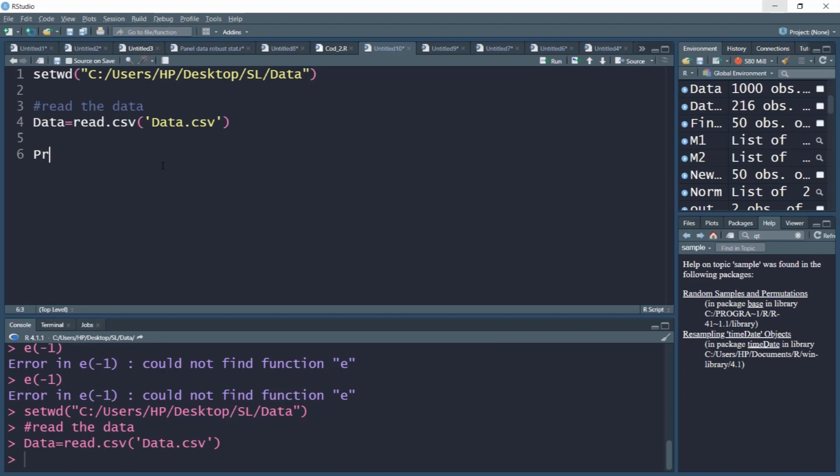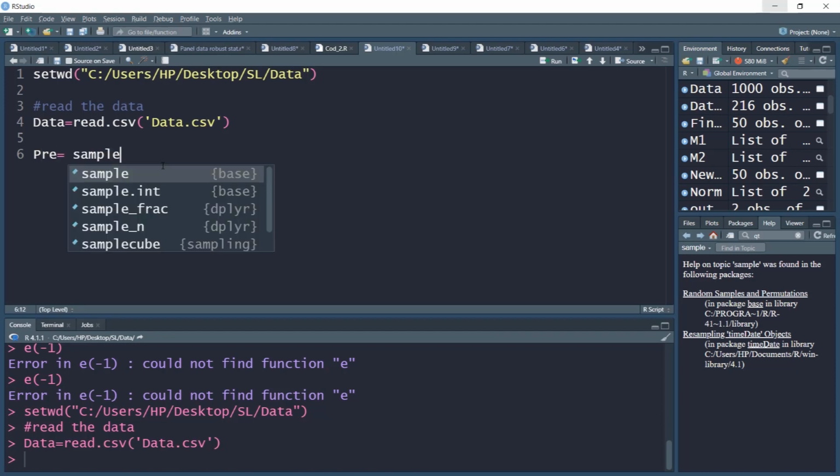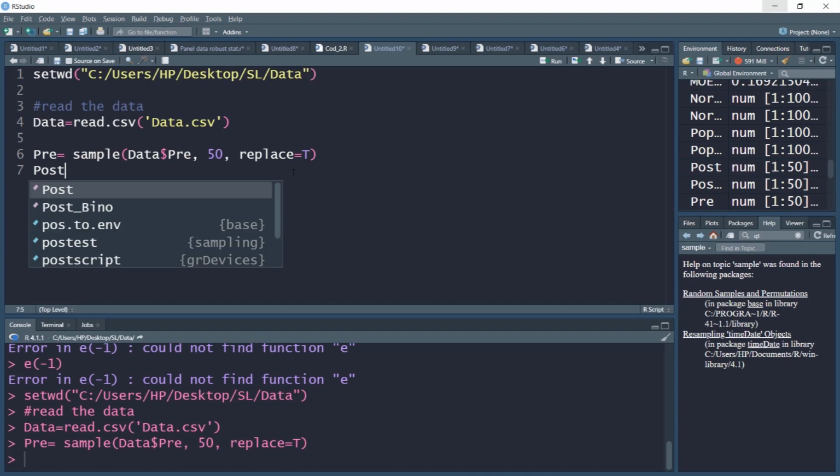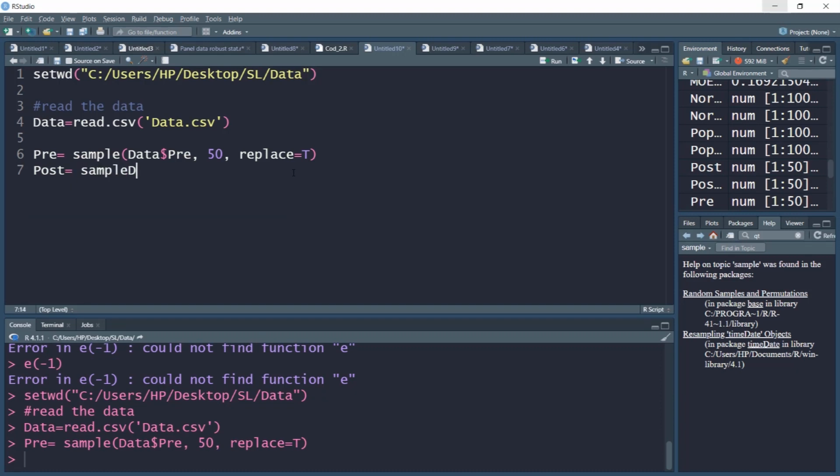As we recollect, we have generated the samples with a very simple sample command, specifying the original population, which is data$pre, and telling R that we need to generate a sample of 50 observations with replacement. So I'm putting the replace argument as TRUE, which means that all the observations are sampled with replacement. Similarly, I can generate my post sample of 50 observations with the sample command, using data$post, 50 observations with replacement. So observations are replaced back into the population when the sampling is done.